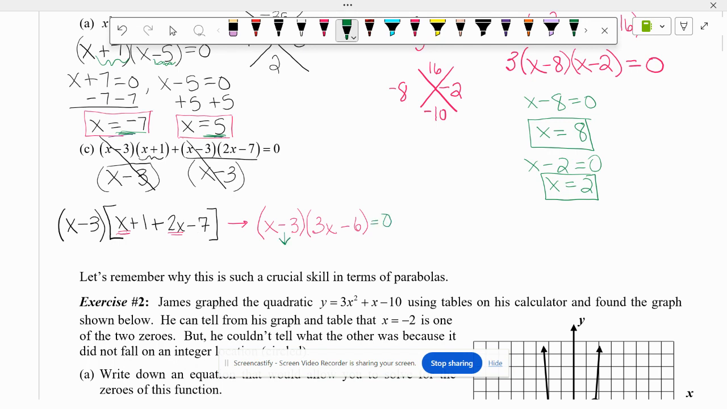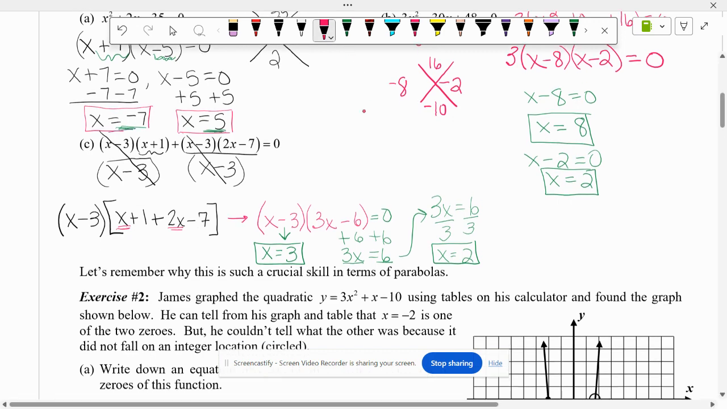So if x minus 3 is my factor, then my root is positive 3. For the second expression, 3x minus 6 equals 0. If I add 6 to both sides, I have 3x equals positive 6. I need to divide both sides by 3. When I divide both sides by 3, I find out that x equals 2. So my two solutions, the two places where I cross the x-axis, are at positive 2 and positive 3.